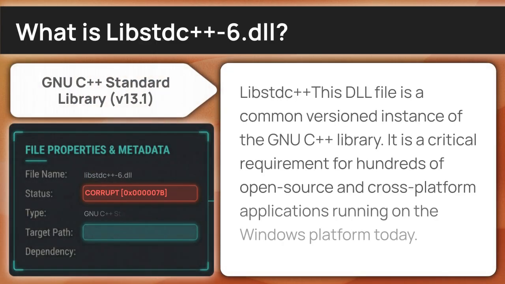Libstdc++ 6.dll is a common versioned instance of the GNU C++ library. It is a critical requirement for hundreds of open source and cross-platform applications running on the Windows platform today. Knowing the file's purpose is helpful, but now we need to physically restore it.